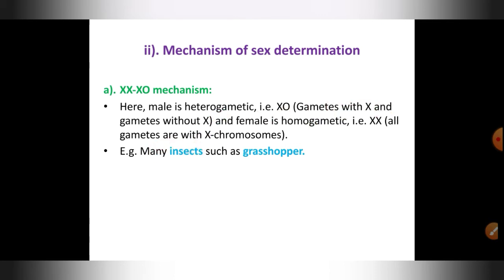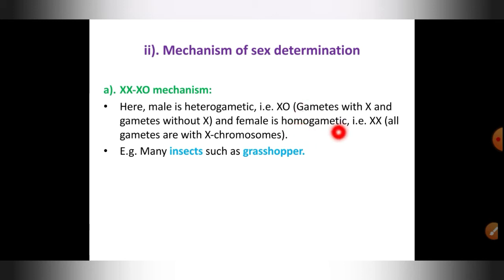Are you getting it? Here the male has two types of gametes: one with the X chromosome and another without the X chromosome. The female is homogametic, that means having the same gametes. One is an X chromosome and the other is also an X chromosome. All gametes are with the X chromosome. Hetero means two different types of gametes: one with the X chromosome and another in the absence of the X chromosome, that is XO. The female here has both chromosomes, and both are the same.